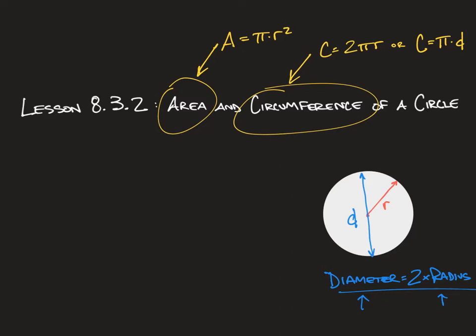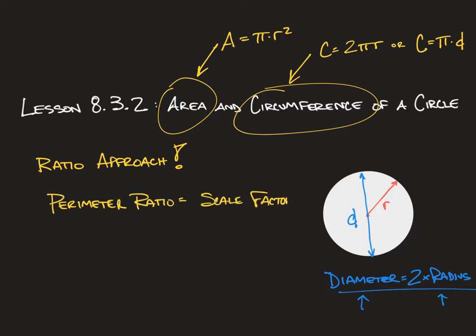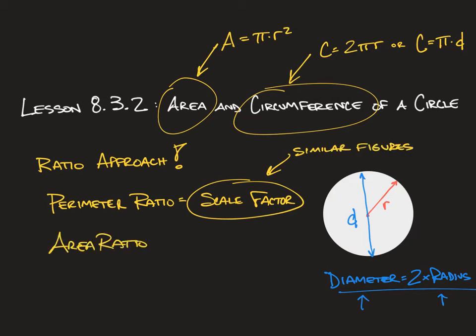But it's going to take me a while to get there, and I'll tell you why. Because your textbook likes to take a ratio approach to developing these two formulas. And if you recall, something we've learned in a previous lesson is this. The perimeter ratio is equal to the scale factor between two similar figures. The area ratio is equal to the scale factor squared. And we're going to use these ideas in the development for the formula of the area and circumference of a circle.